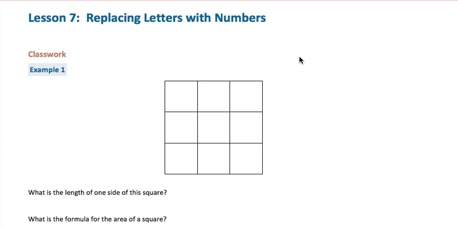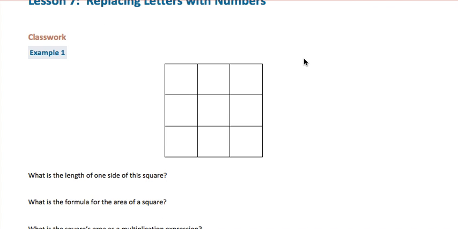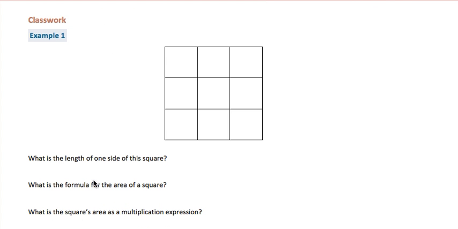In Module 4, Lesson 7, we're going to replace the letters with numbers. So we start off with this square. And they ask us, what is the length of one side of this square? Well, one side of the square is 3 units long. The formula for the area of a square is side times side. Or, since this is repeated multiplication, we could write this as side squared.